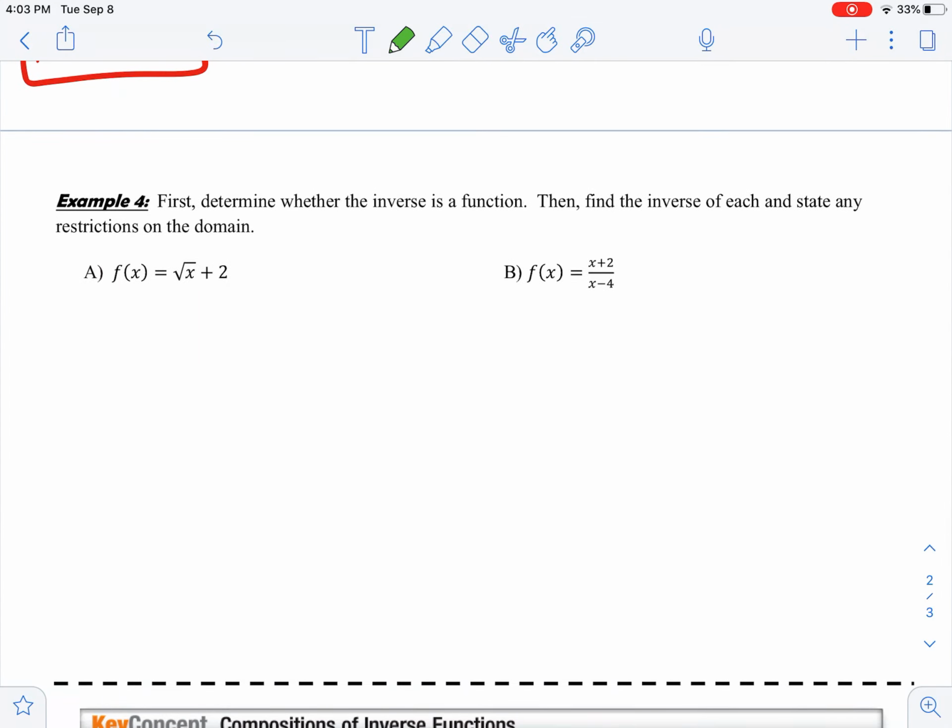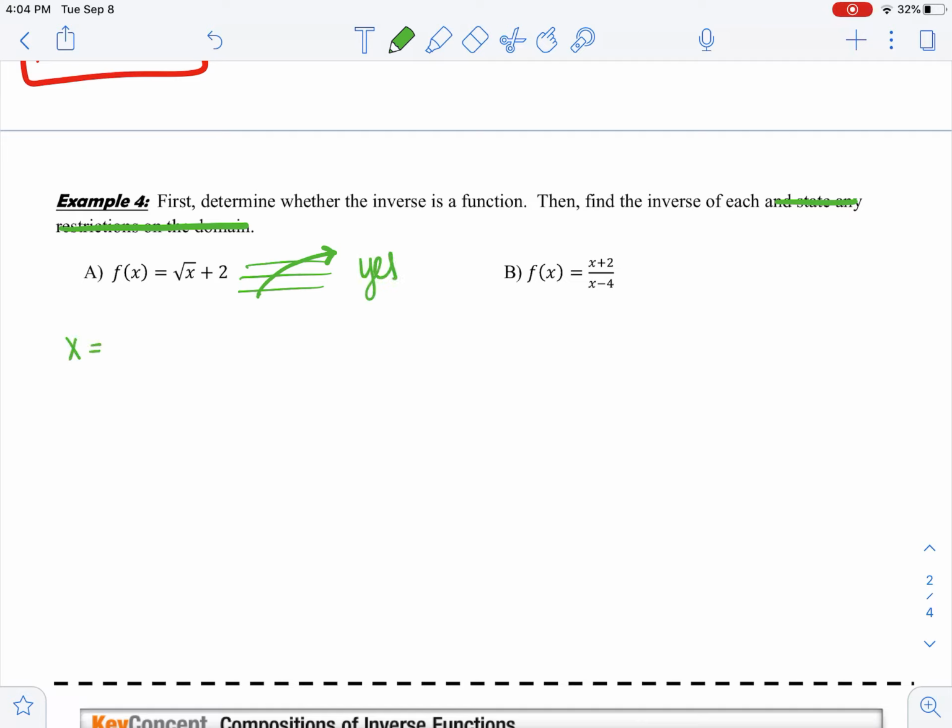Okay. Next 2, same directions. We're not stating any restrictions on the domain. All right, this is a square root function. It looks like this. Does it pass the horizontal line test? Yes. So now we're going to find the inverse.